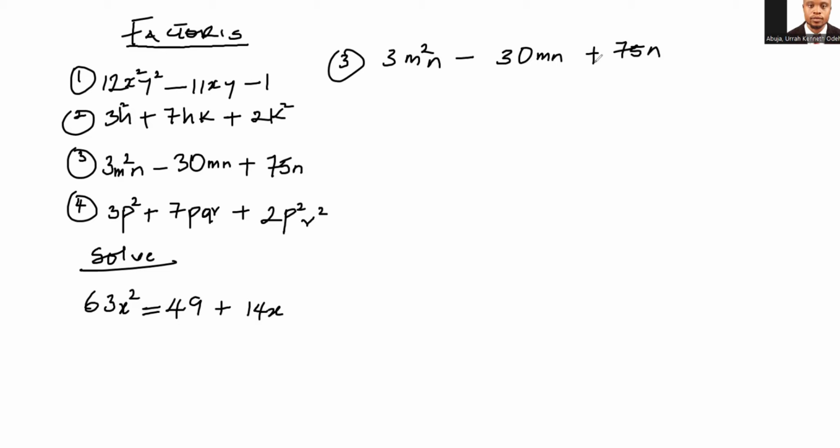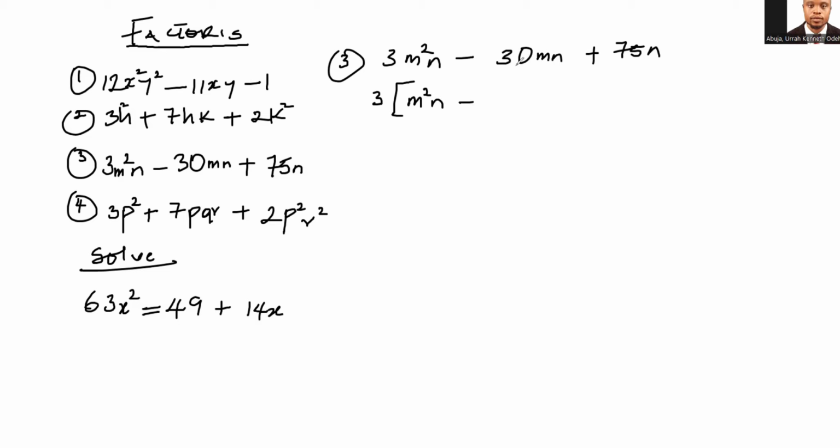There's something common between all these numbers. 3 is common between all the numbers. There's 3 here. This is like 3 times 10, and this is like 3 times 25. So what we're going to do here is to factor out 3. That's just the first thing we're going to do. So I'll put a square bracket and put 3 out. So 3 is out of these parts, and we have m²n minus.